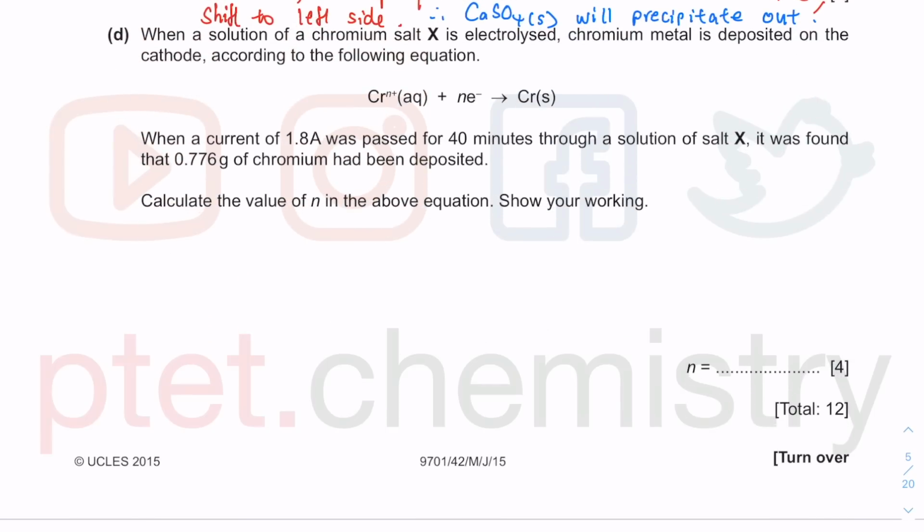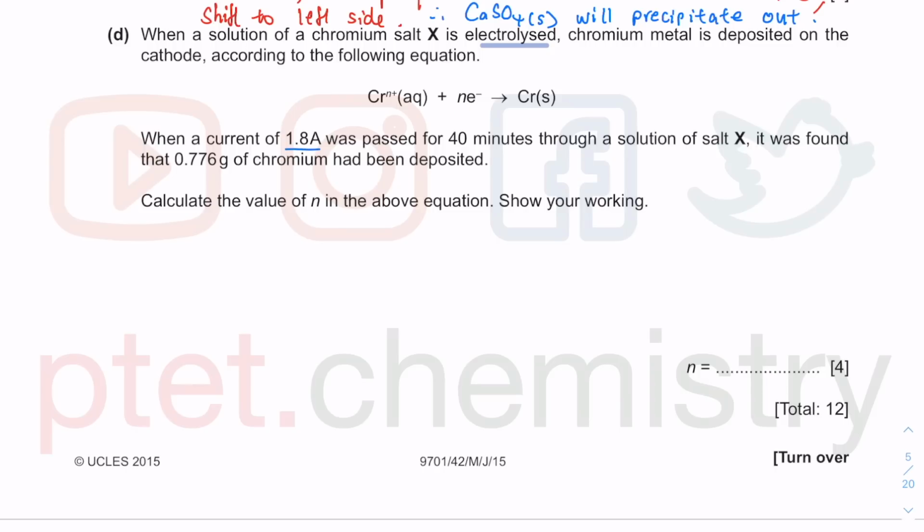In this part D, the last bit of this question, this is about electrolysis. So we have a half equation there. We do not know what the charge is there, N plus. If it is N plus, to get the chromium metal, you must get N number of electrons.